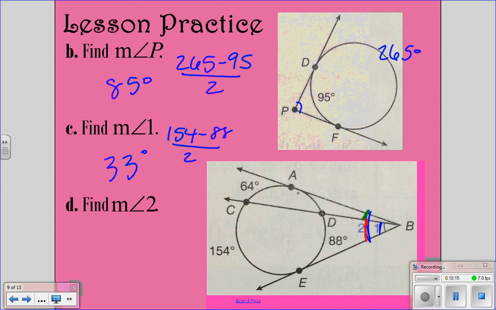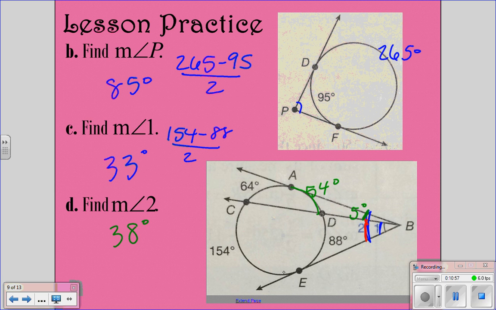I'm going to first, either way, have to figure out what this arc here is. And so we know that those 4 arcs have to add up to 360 because it's a circle. So we're going to have 360 minus 88 minus 154 and minus 64. And so that gives us 54 degrees for this arc AD. And so this green part of the angle, you would say 64 minus 54, that's 10, and divide by 2, that would give you 5. And so if this part is 5 and this whole other part is 33, then angle 2 equals 38.